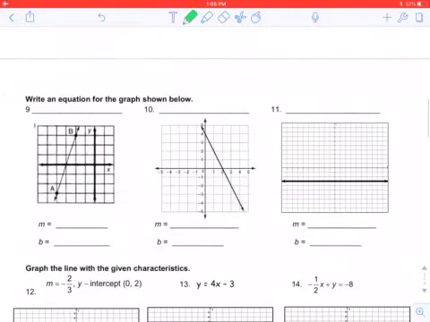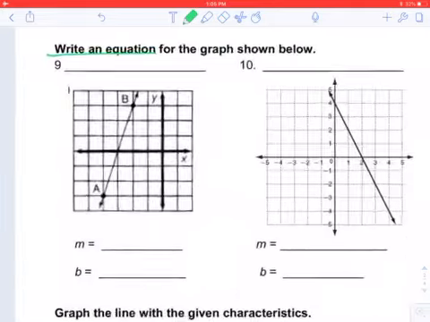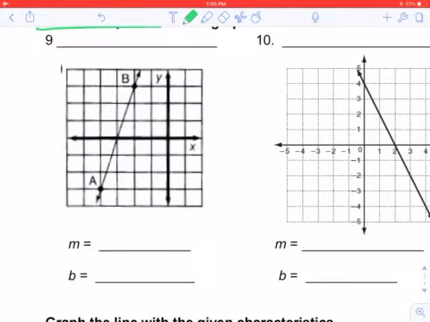Back of the notes, you'll notice we've been given graphs. The instructions are, though, to write an equation for the graph shown below. So on number 9, I'm actually going to start underneath it with the slope and the y-intercept. So they've given me 2 perfect points here. Starting at A, I'm going to count my rise and then count my run. So 1, 2, 3, 4, 5, 6, run, 1, 2. So my slope would be 6 over 2 or 3.